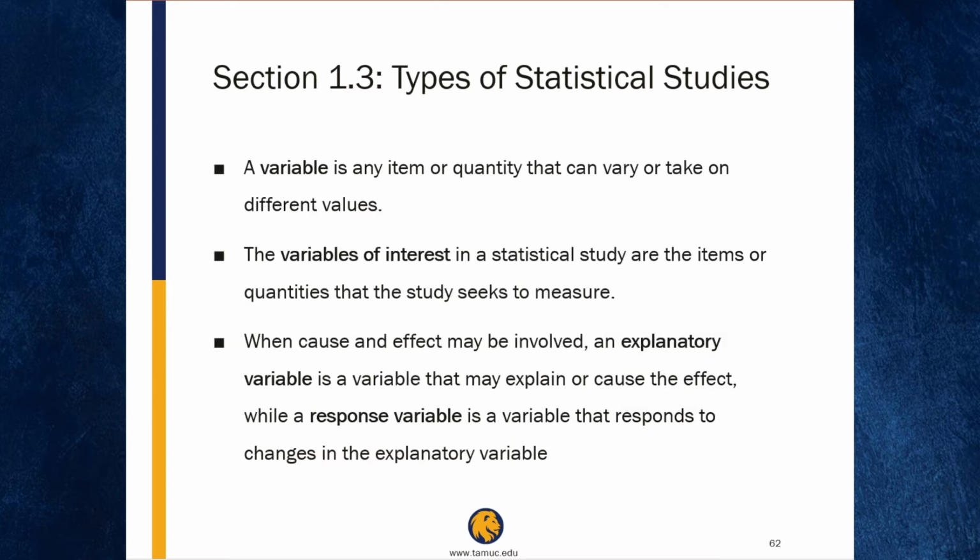And so a few other definitions here. A variable is any item or quantity that can vary or take on different values. The variables of interest in a statistical study are the items or quantities that the study seeks to measure. When cause and effect may be involved, an explanatory variable is a variable that may explain or cause the effect, whereas a response variable is a variable that responds or changes due to the explanatory variable.